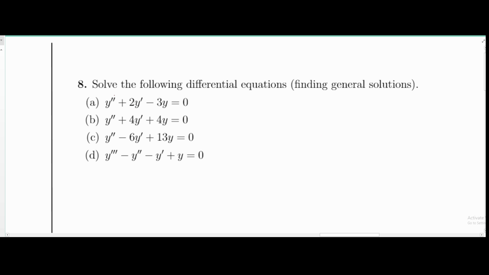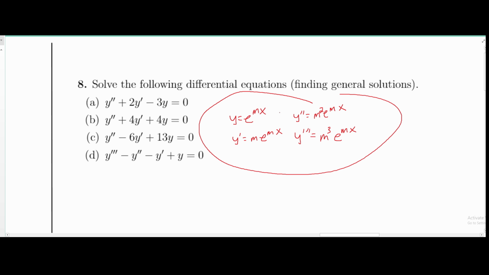Number 8 is asking us to solve the following differential equations and find the general solution. For this, if anything is in this form where it's y to some degree plus y to some degree plus or minus y to some degree, we can use y is equal to e to the mx. What we're going to do is take the derivative of this multiple times and plug it into here. After we take all the derivatives, we get these values for our y's.